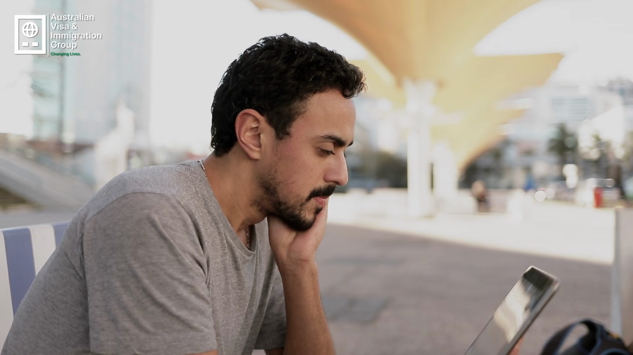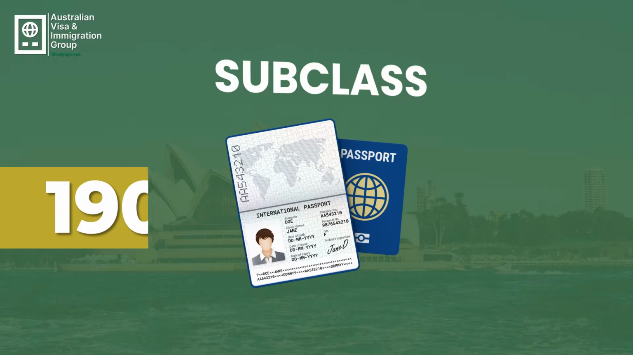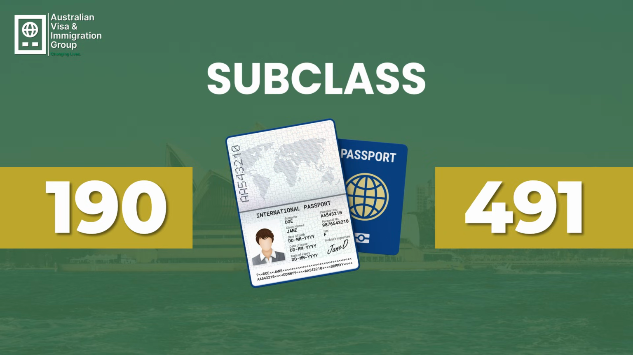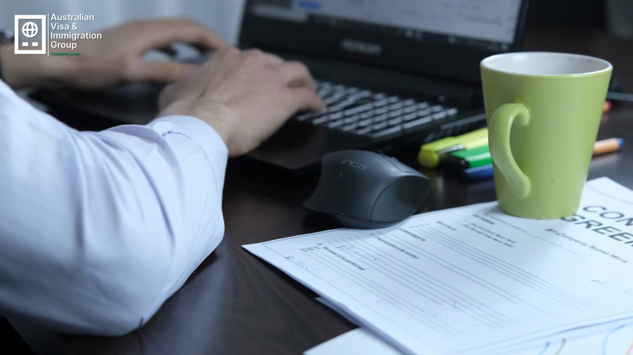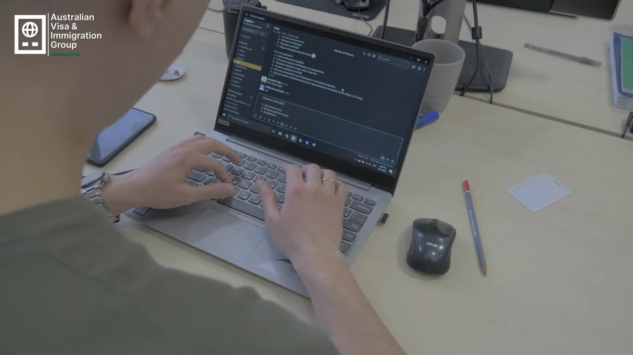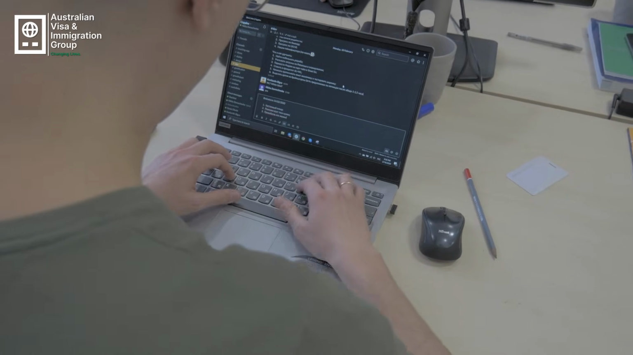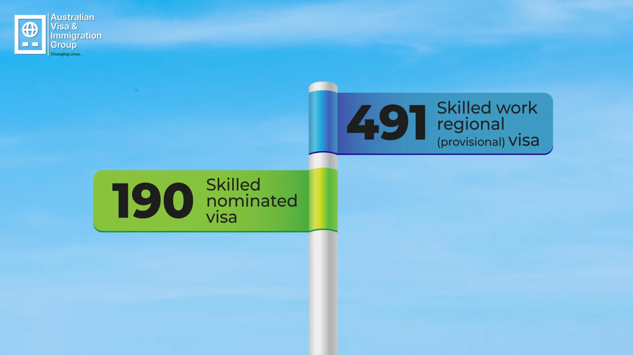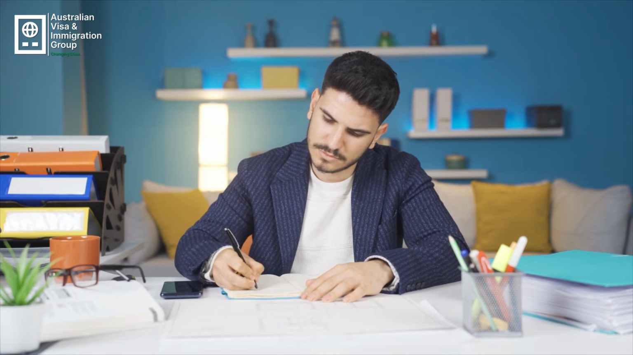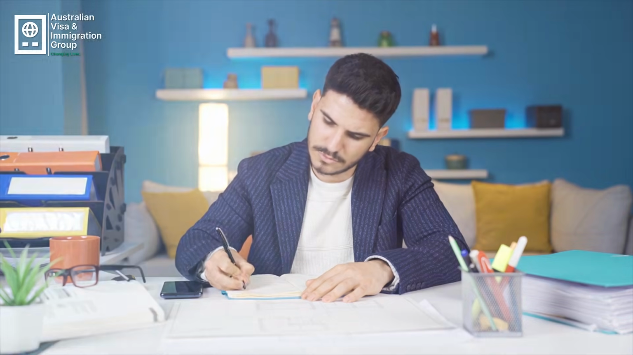Are you dreaming of living and working in beautiful Victoria? Well, the subclass 190 and 491 skilled visa could be your ticket. But first, you need to submit a strong ROI. Don't worry, we've got you covered. In this video, we'll break down the entire ROI submission process for both visa subclasses, step by step. So, grab your pen and notepad, and let's get started.